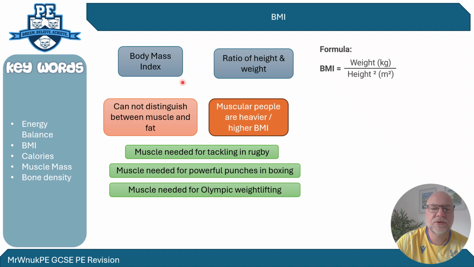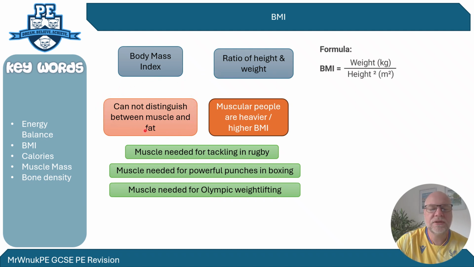So you'll get an exam question that might ask you about a particular sports performer and say why they may be categorized as overweight, or what an issue with body mass index is. So you'll start with an exam question saying what body mass index is, the ratio of weight and height, or height and weight.